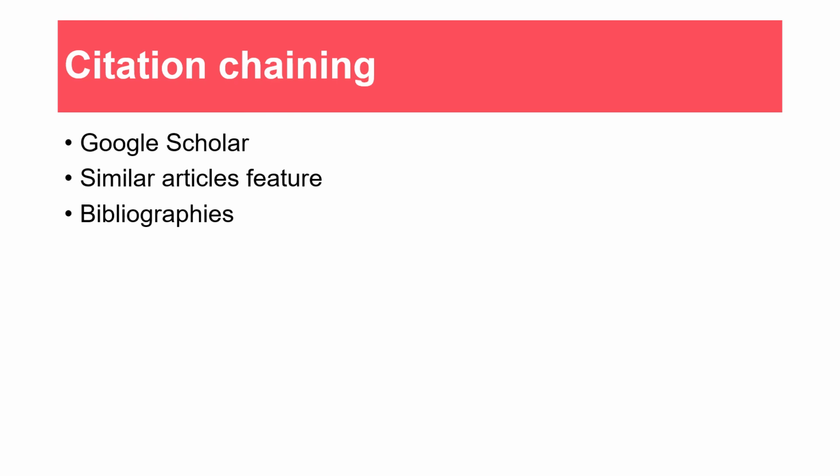You can use the feature for similar articles, for example, within PubMed. You can paste in again a title of a relevant paper and look at what it suggests as similar articles, so you might find a different one that way. You can also do backward citation chaining by looking at the bibliographies that are in the papers that you found that are relevant and see if that gives you any other papers that you can connect to.